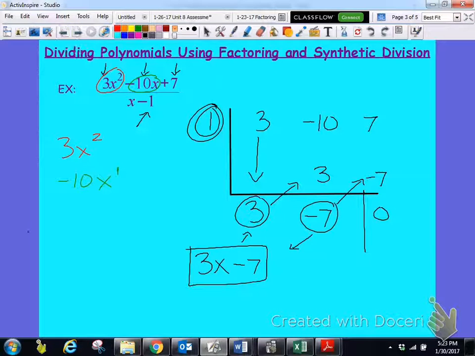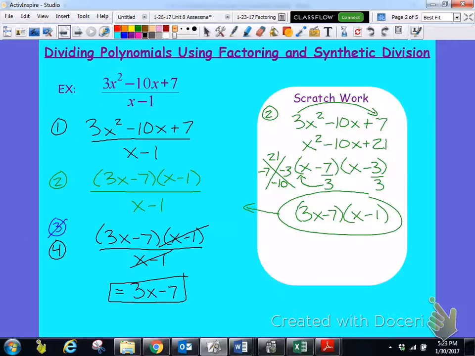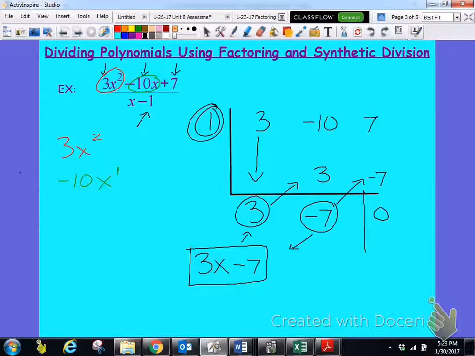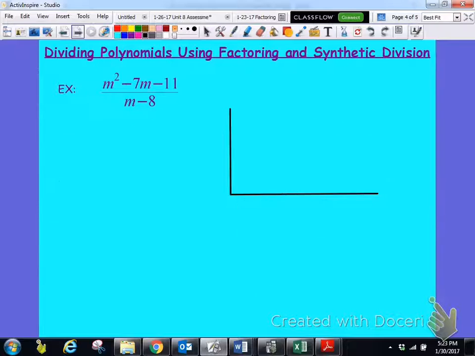And just to compare that we got the exact same answer on both, here it is solving it with factoring, 3x minus 7, and here we solved it with synthetic division and got 3x minus 7. So, I'm going to show you another example using synthetic division.